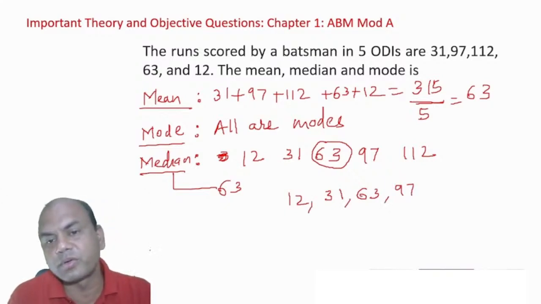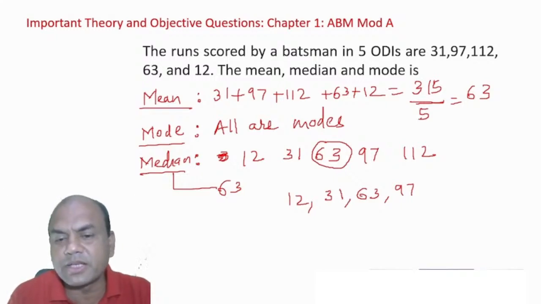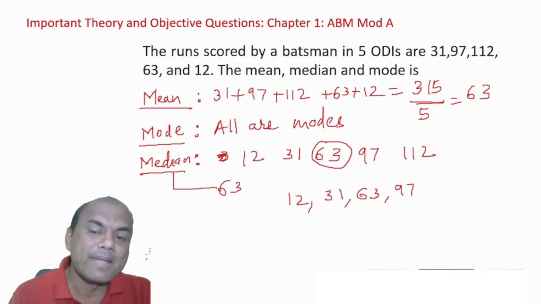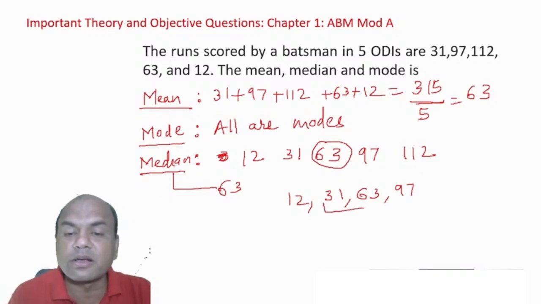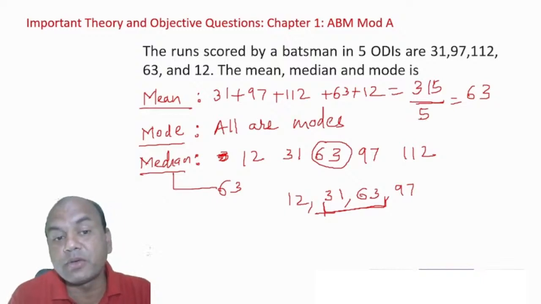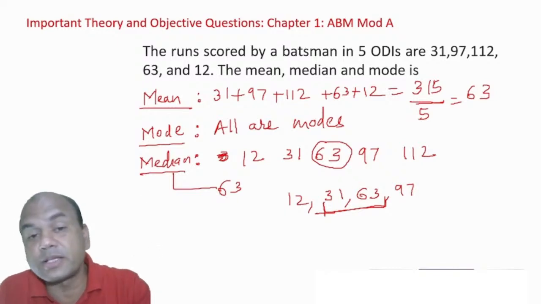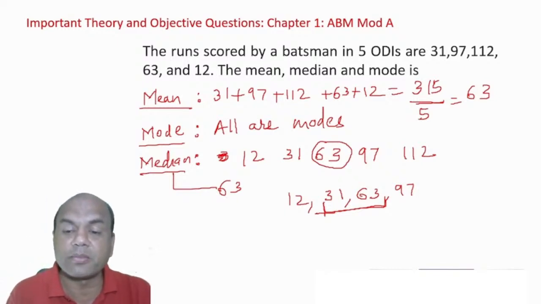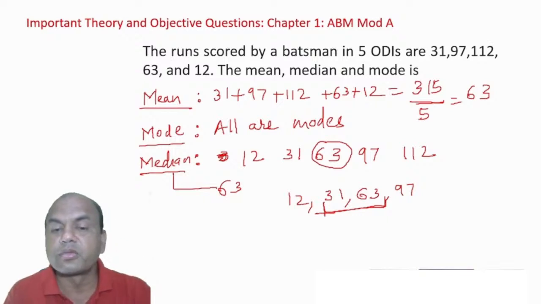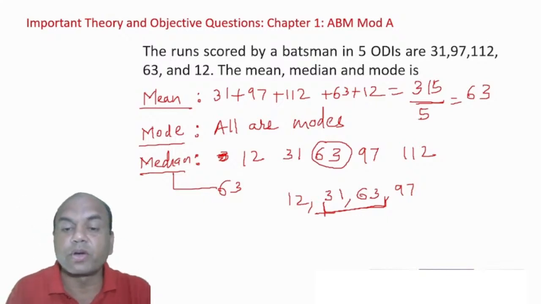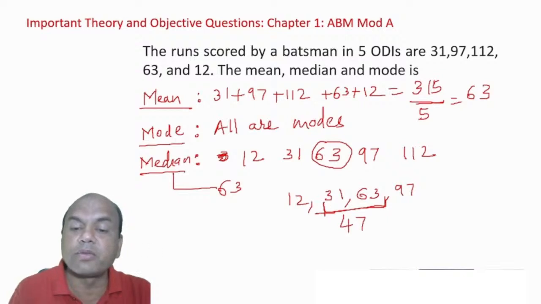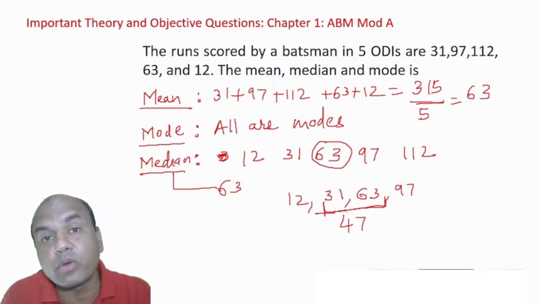In that case, what do you do? Use the same logic. Arrange them in serial order and take the 2 central numbers. Which are these 2? These are the 2 central numbers. Find the average, the mean, of these. So 31 plus 63 upon 2. Give me the answer, everyone. 31 plus 63, this upon 2. So it is 47. The median would have been 47 in that case, if there were 4 numbers.